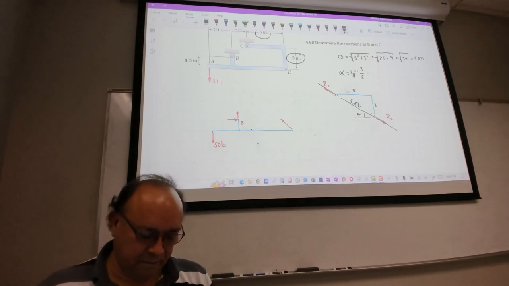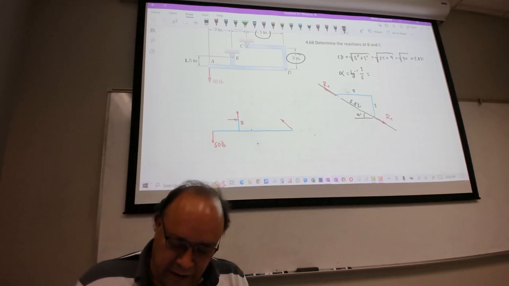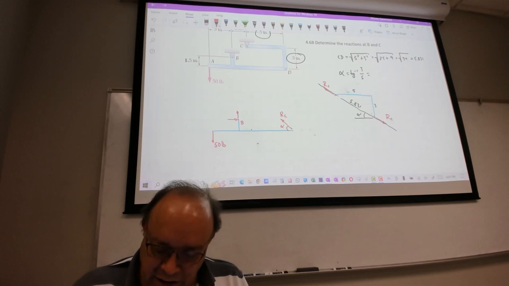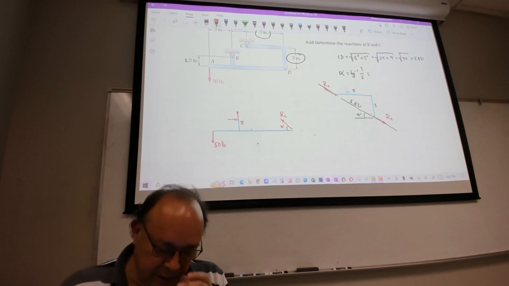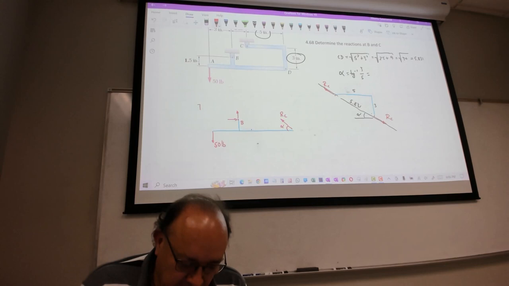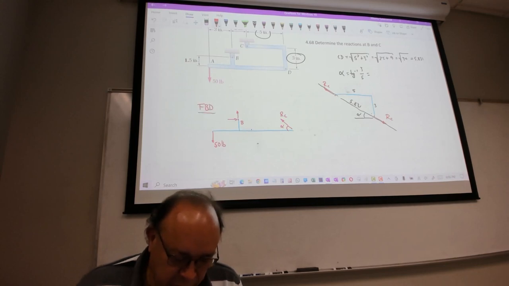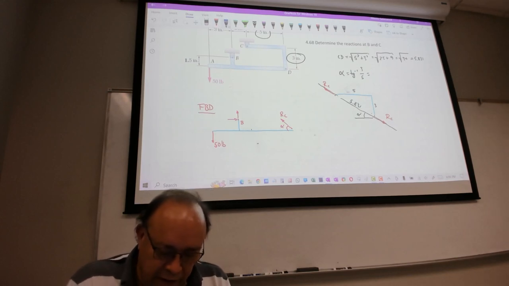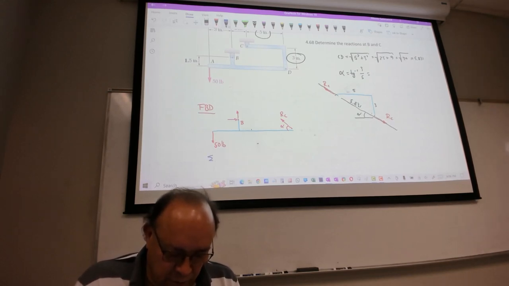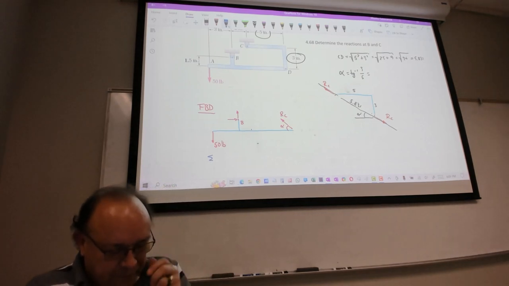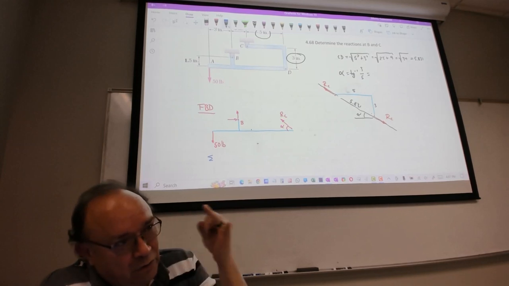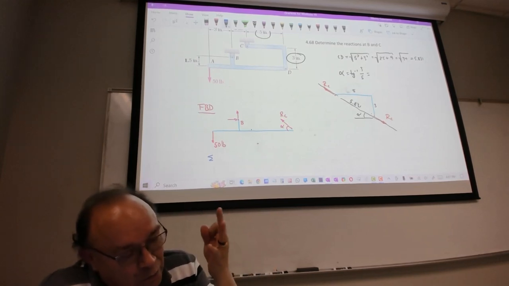I hate angles. Okay, so now we know that this is a force that we are going to call RC. This angle is alpha, which has these properties, 3, 5, 5.83. And we can analyze this free body diagram with three unknowns. So what would you do here? We can do summation of forces in the x direction, summation of forces in the y direction, or summation of moments about one point.